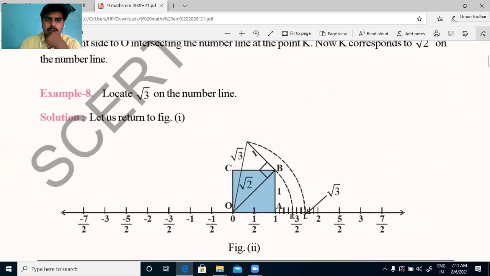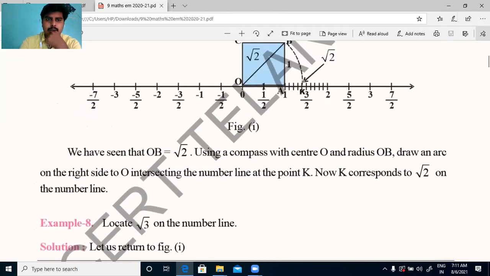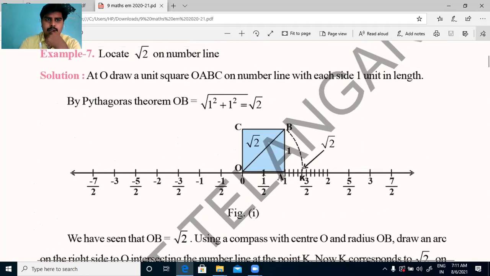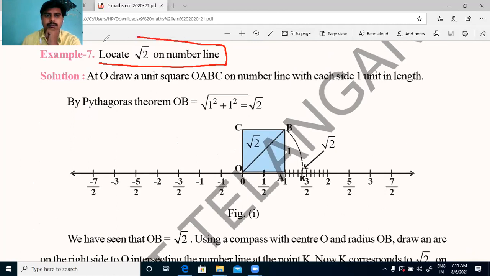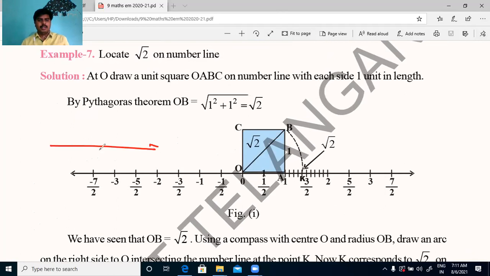See, Nana? Look at example number 7. Locate root 2 on the number line. See, just take a number line first like this. This is a number line. In that, no need of the halves, no problem. Just represent 0 and 1 and 2 and 3 and -1 and -2 and -3.